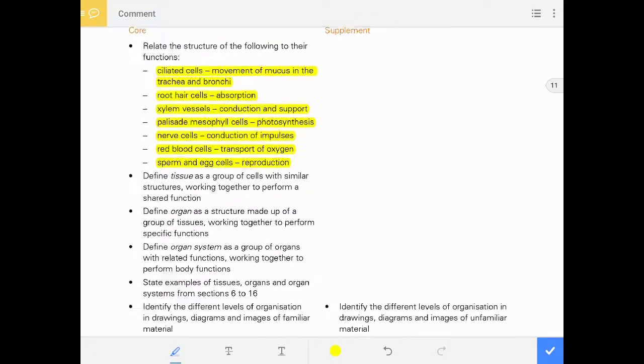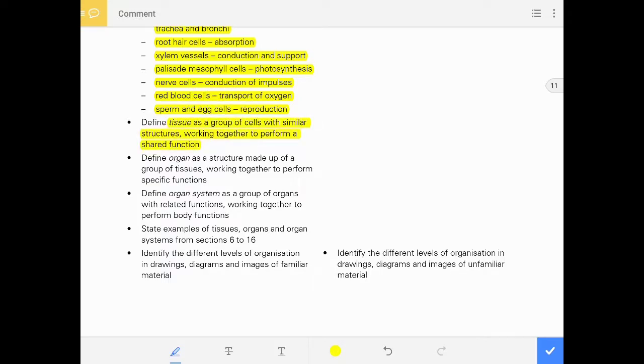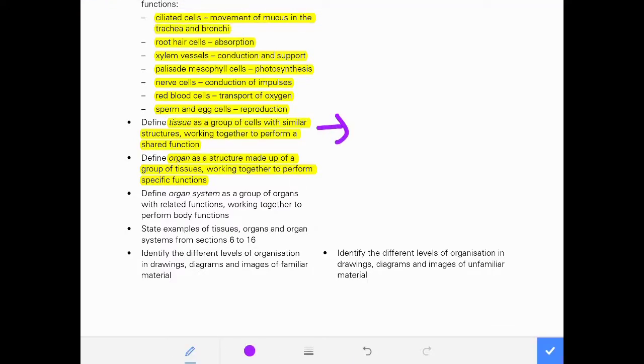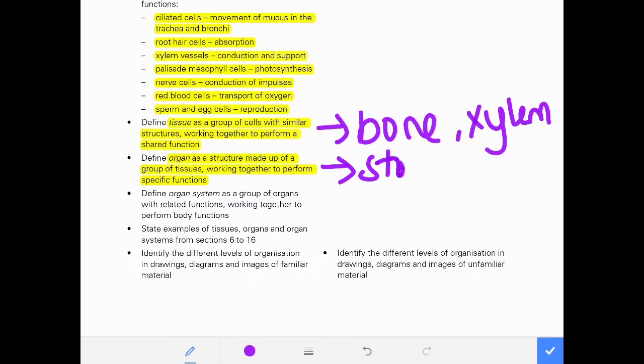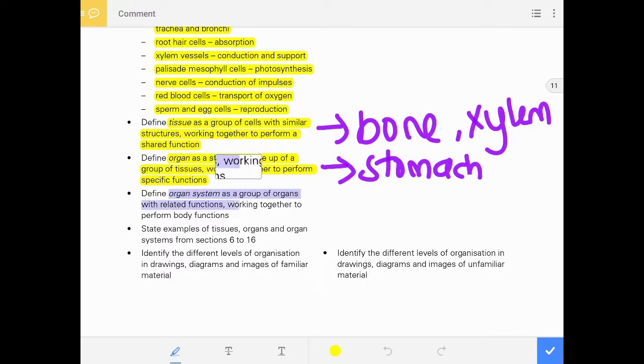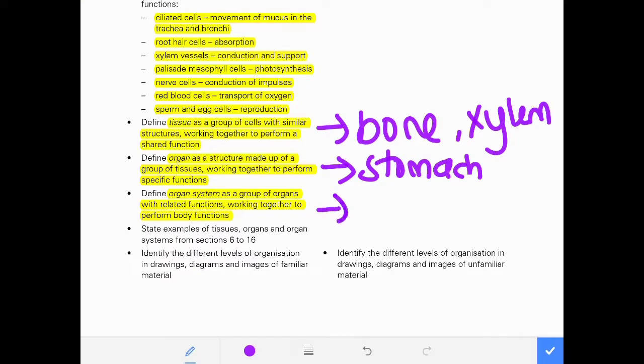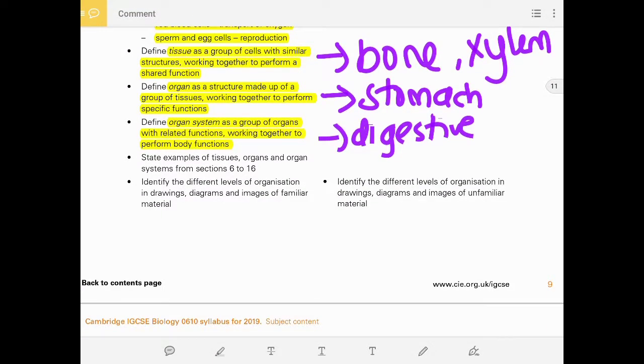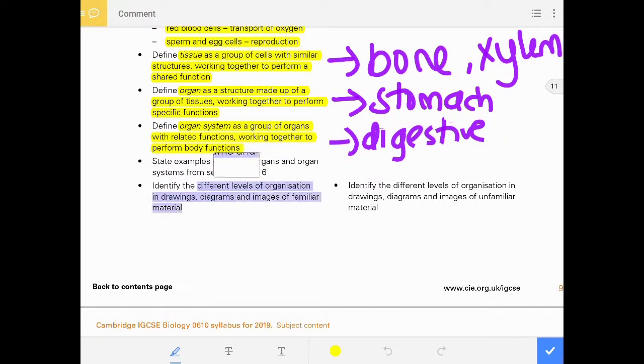Now, tissue is a group of cells with similar structures working together to perform a shared function. An organ is a structure made up of a group of tissues working together to perform specific functions. An example of a tissue is bone or xylem tissue. An example of an organ is the stomach. An organ system is a group of organs with related functions, for example the digestive system.